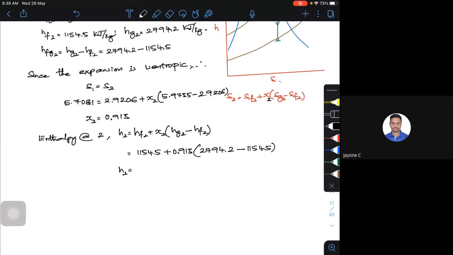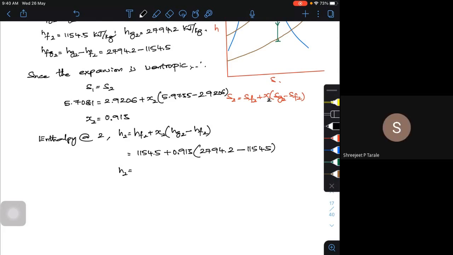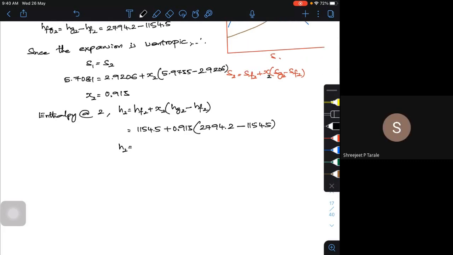It should be a value less than your 2794, 0.9 times of it, something like that. Somewhere around 2600 some change. 2651.5, okay, kilojoules per kg. So now I got H2.